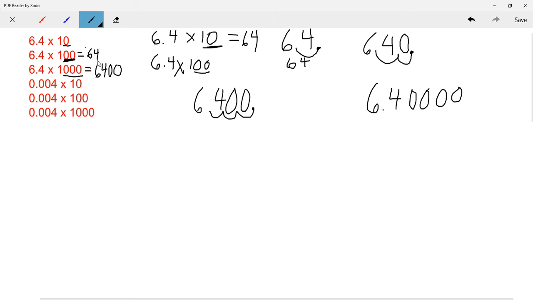Okay, this would be 640 because I'm moving the decimal twice, and this would be 64 because I moved the decimal to the right once.